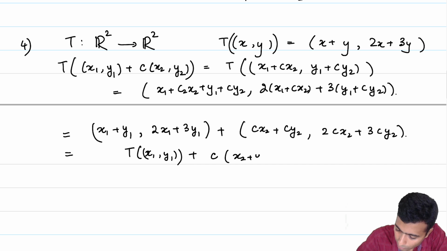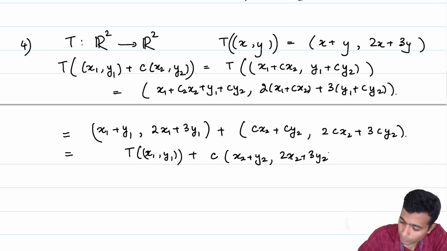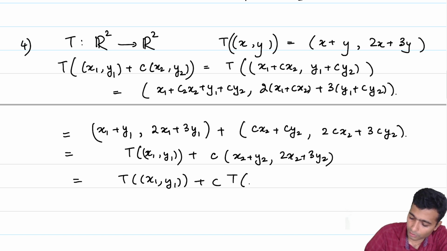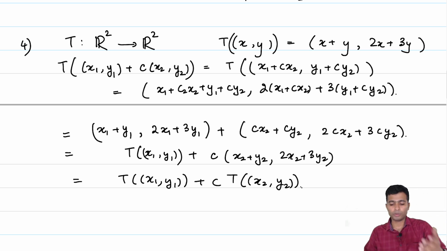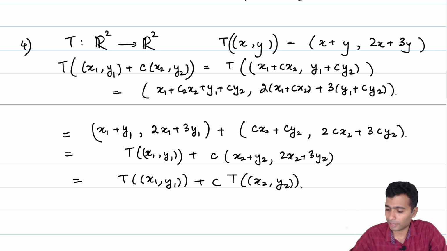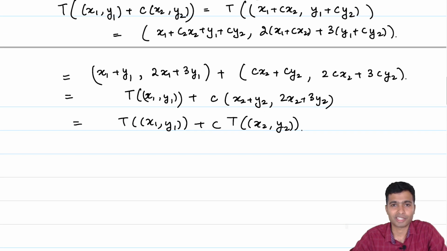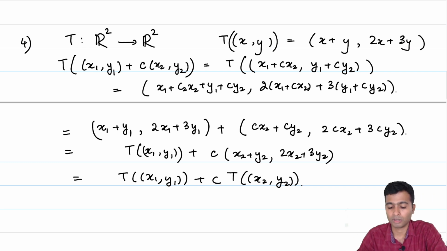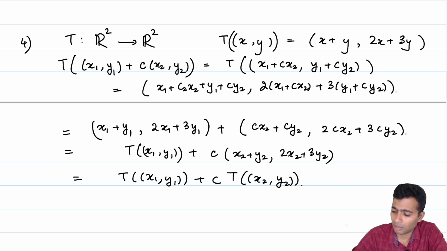This is x2 plus y2, 2x2 plus 3y2, which in particular is equal to plus c times T of x2, y2. So, I will slowly stop doing all these checks for every case, and I will slowly start giving them as exercises to you. So, this in particular proves that this particular map is a linear transformation.